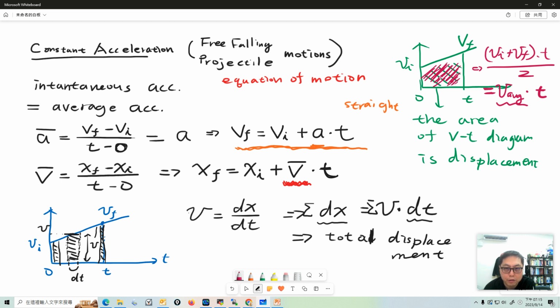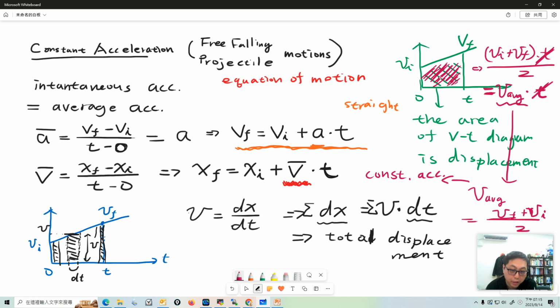I think we can, because after this equation you divide by T and you can cancel this. Then you will get V average equal to VF plus VI, initial velocity plus final velocity, divided by 2. But be careful, this conclusion is only for constant acceleration. The average velocity, initial velocity plus final velocity divided by 2, is only valid for constant acceleration. If it's not constant acceleration, this relationship doesn't hold anymore.